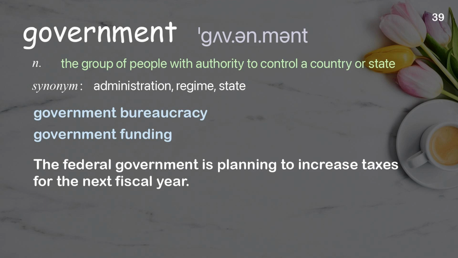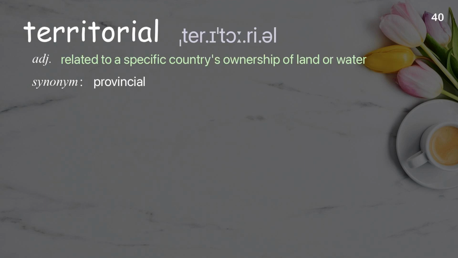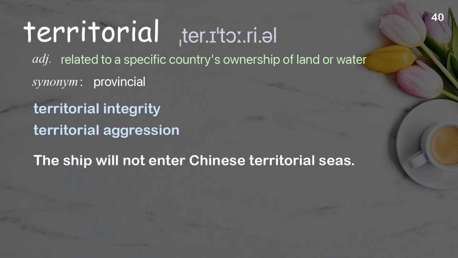Territorial. Related to a specific country's ownership of land or water. Examples: Territorial integrity. Territorial aggression. The ship will not enter Chinese territorial seas.